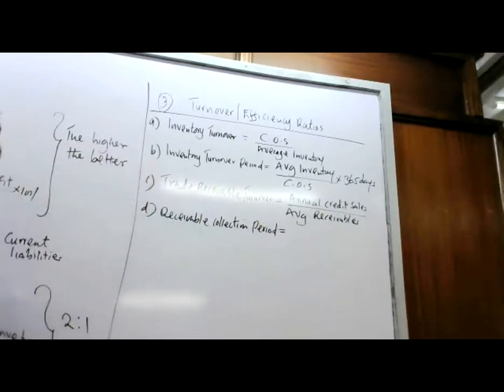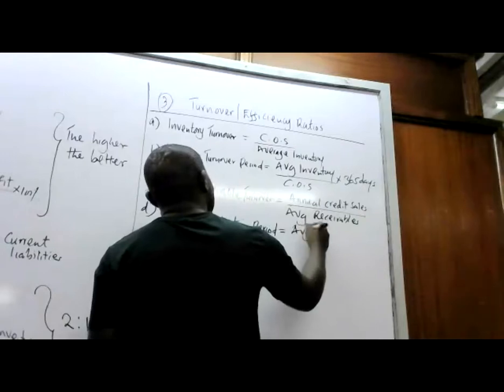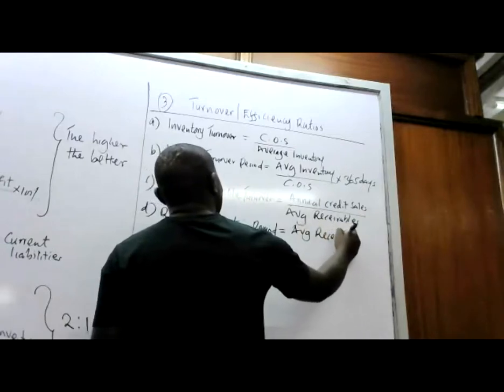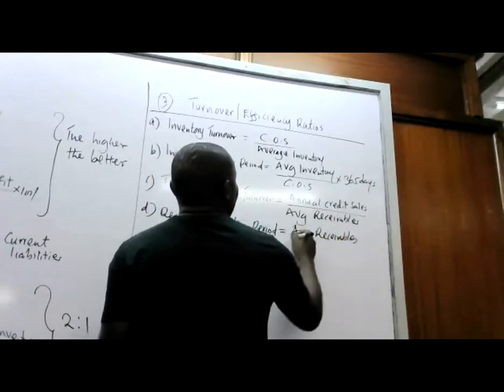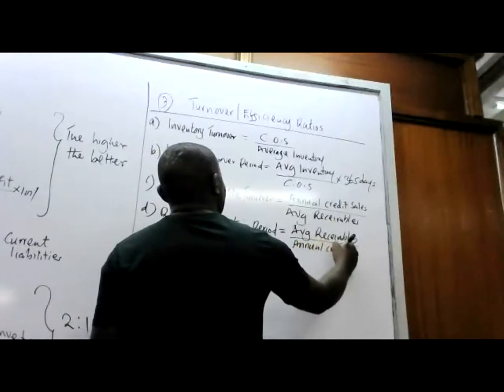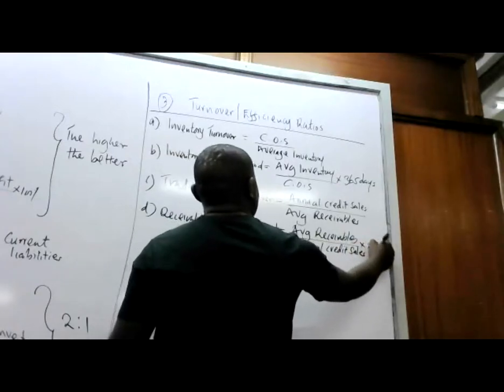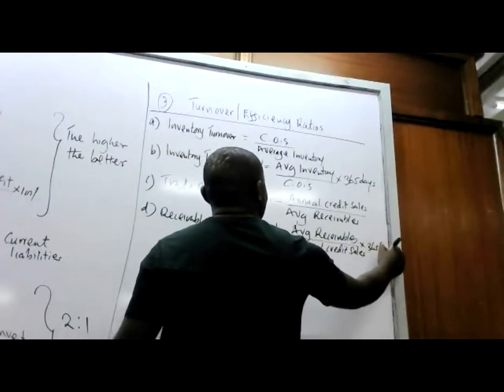Receivable collection period. You take average receivables, you divide by annual credit sales, you multiply by 365 days.